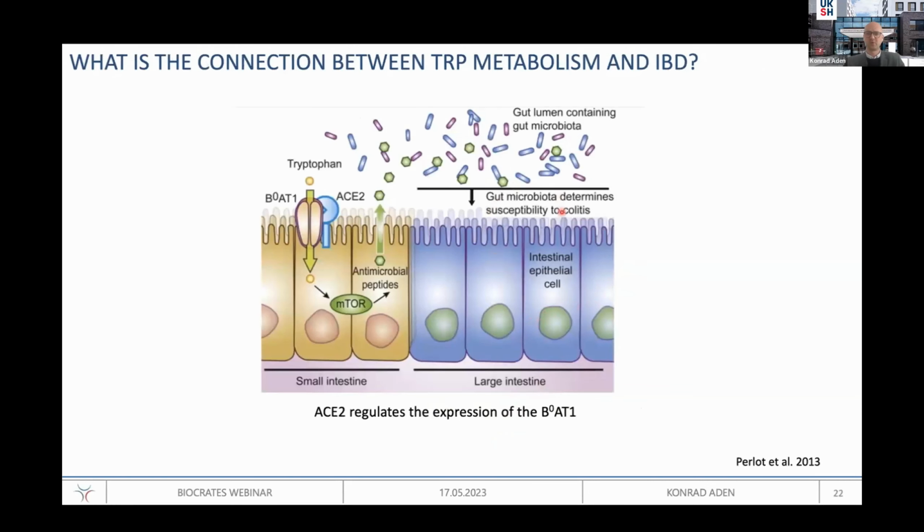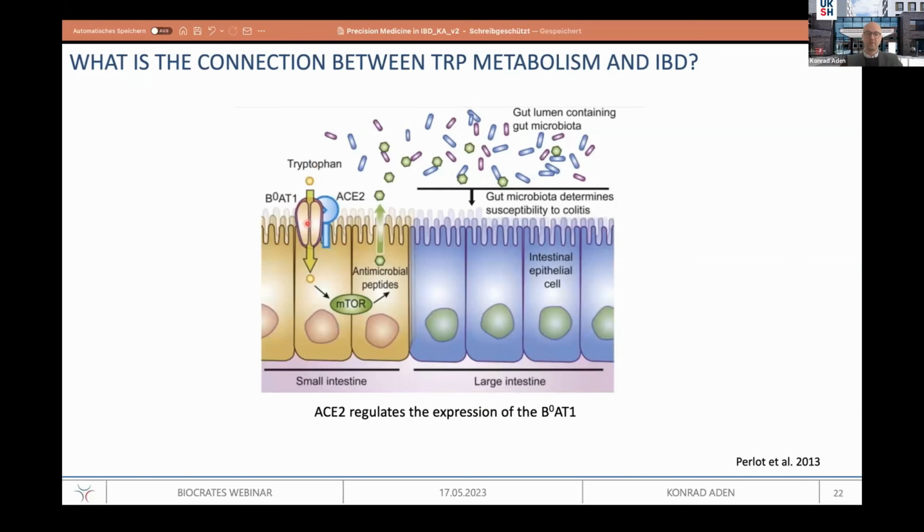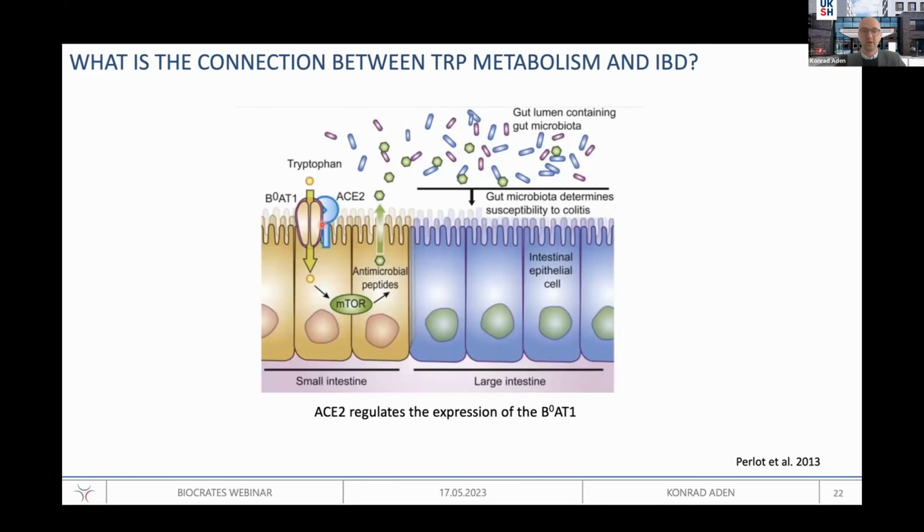So what is the connection between tryptophan metabolism and IBD? Where does it come from? One of the very earliest observations was that the tryptophan basically has to be taken up into the cell by a co-receptor. And this co-receptor consists of ACE2 and the B0AT1. So B0AT1 is the main receptor recruiting tryptophan into the intracellular lumen, but the expression of this receptor is regulated by a co-receptor which is called ACE2.